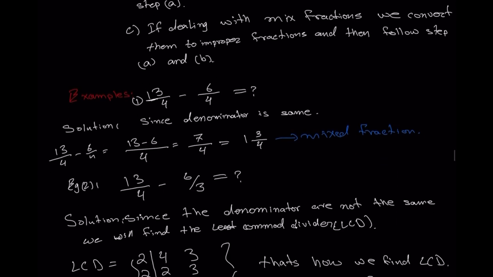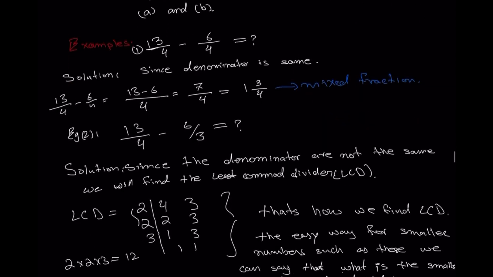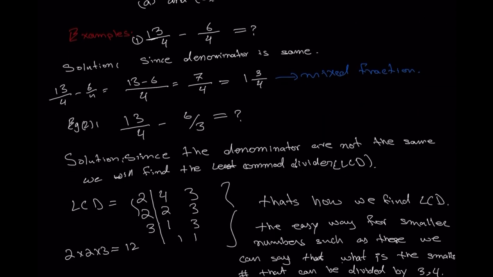Another example, number 2, will be 13 over 4 minus 6 over 3. We don't have the same denominator, so we'll have to find the LCD first. There is a way that we can find the LCD. We just split these numbers, write them down as two different digits, and then divide by 2.